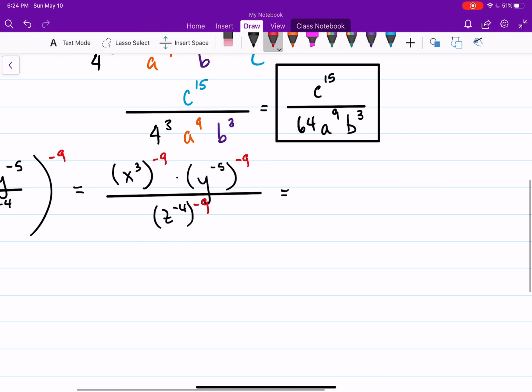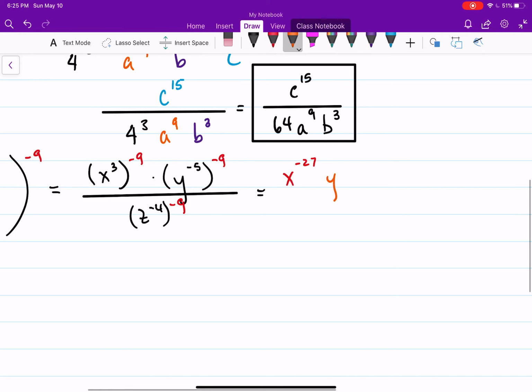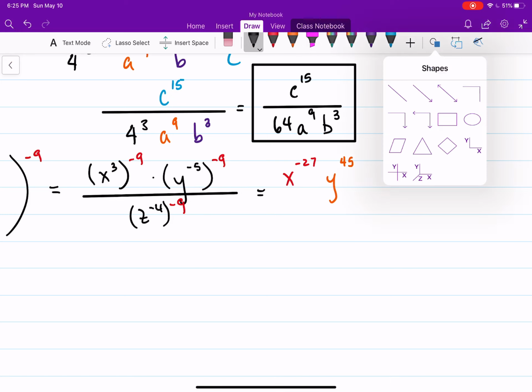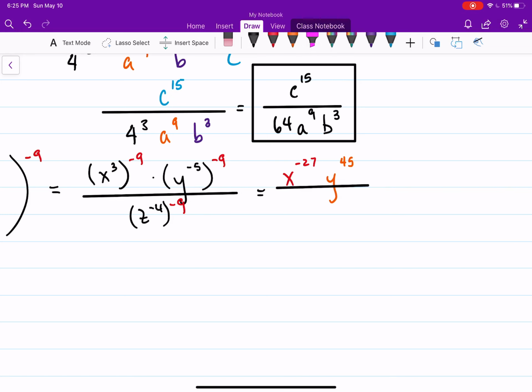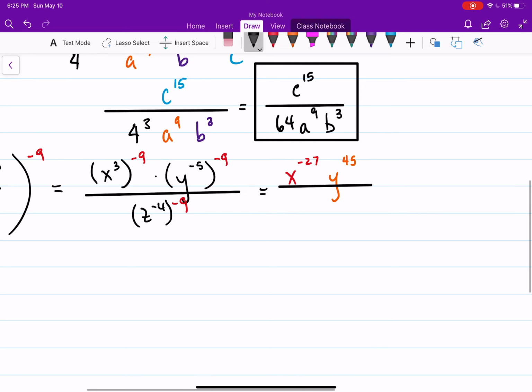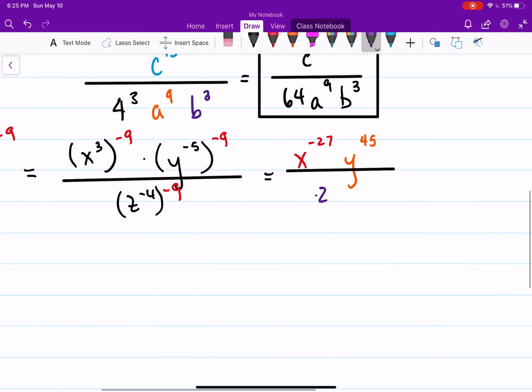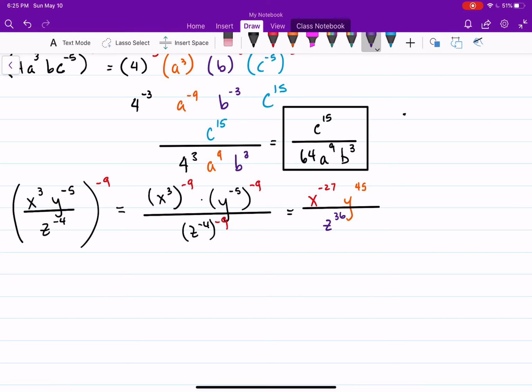Okay, so the first one is going to be x to the negative 27 times y to the positive 45 over z to the positive 36, right? So again, power raised to a power, we have to multiply them, all right?